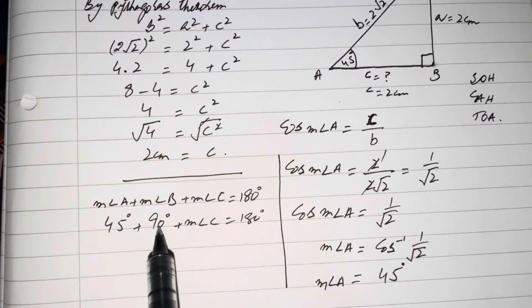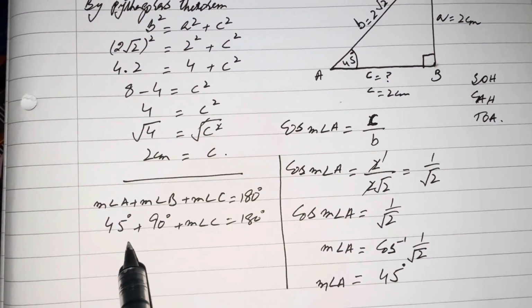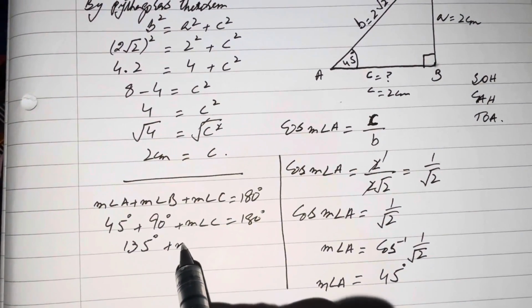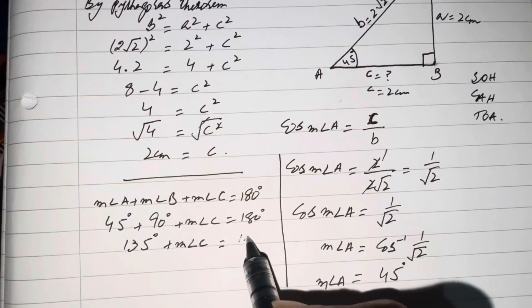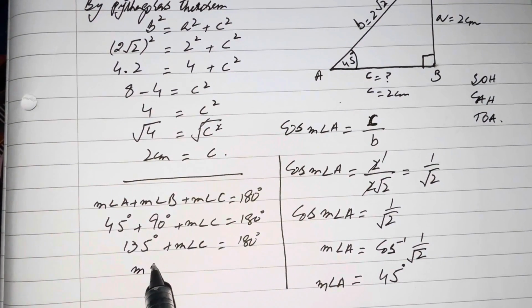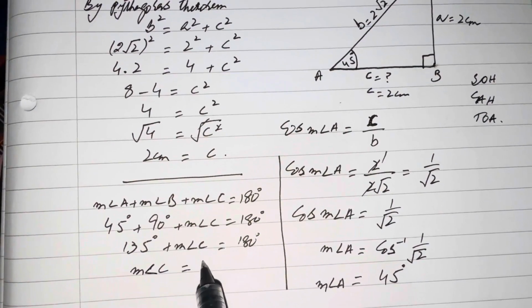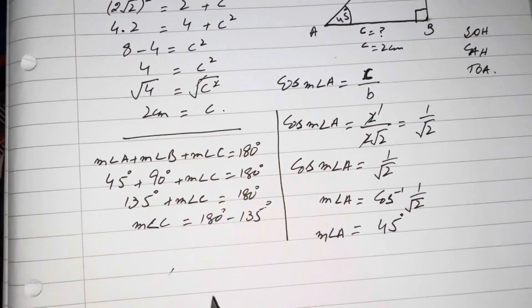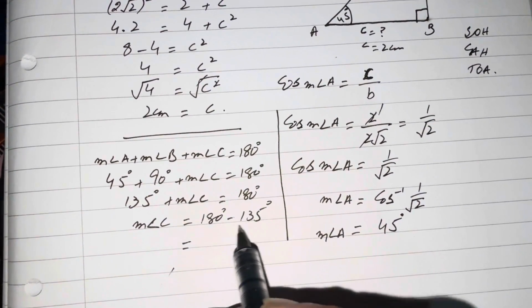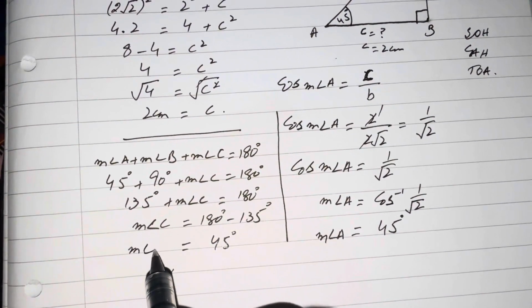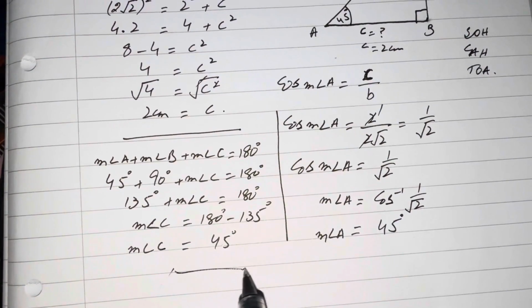So now if we add these two of them, the answer will be 135 plus measure of angle C is equal to 180 degrees. So take this 135 from the left hand side to the right hand side, so that will become measure of angle C is equal to 180 degrees minus 135 degrees. So when you subtract them, you get the answer 45 degrees. So measure of angle C is equal to 45 degrees.